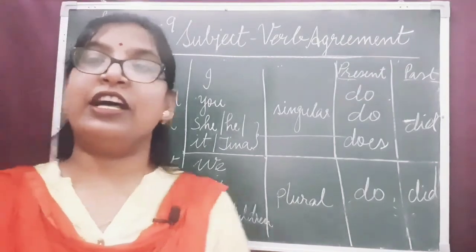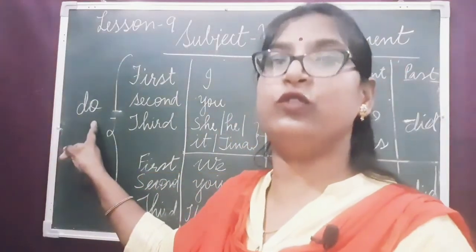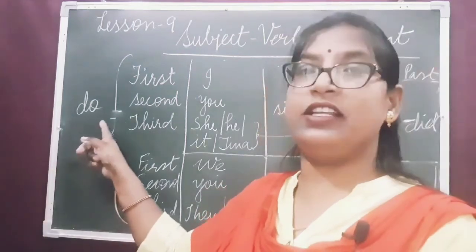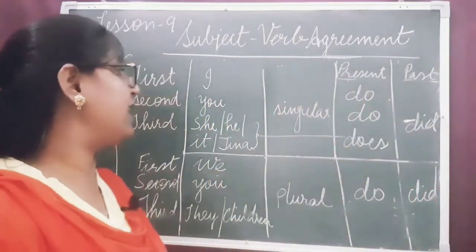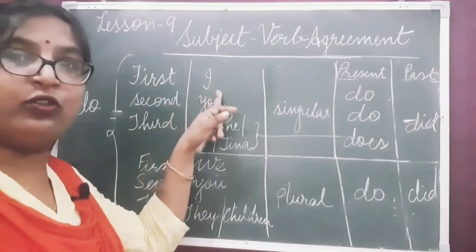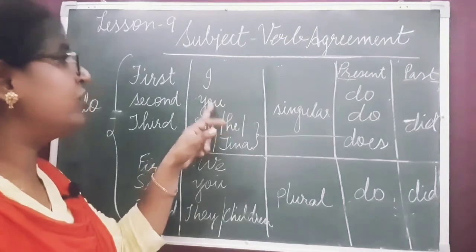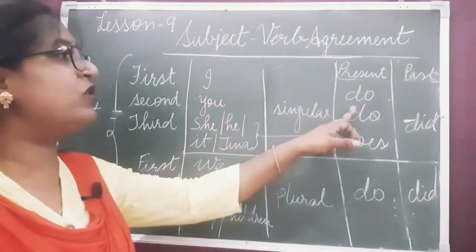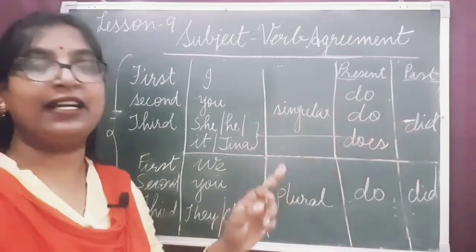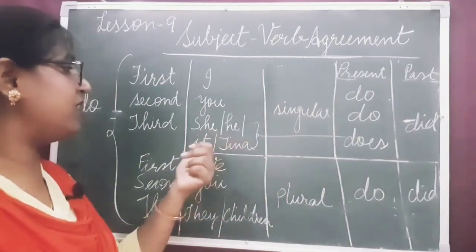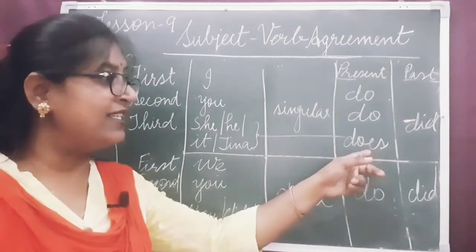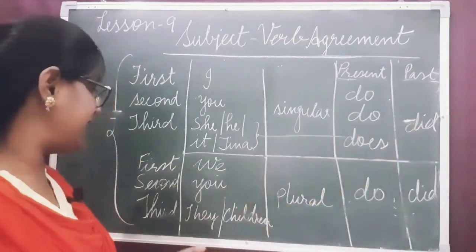Dear children, now let us see the forms of do verbs. Do is also an auxiliary verb and it also has different forms. Let us study the different forms of do verbs. These are in first person singular in number. If we use the pronoun I or you, with both the pronouns we use do in present tense and did in past tense. When the subject is she, he, it or any singular subject, we use does in present tense and did in past tense.